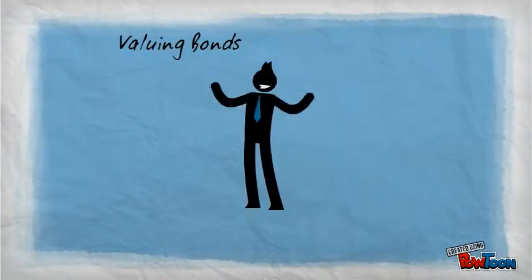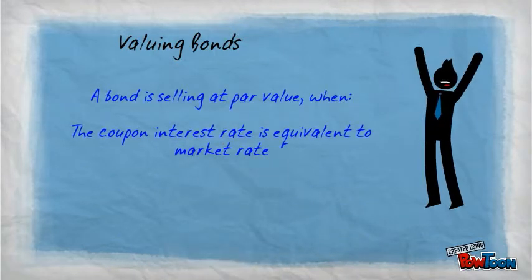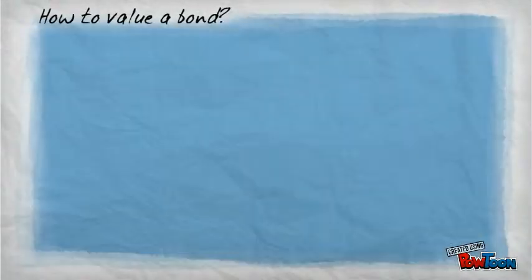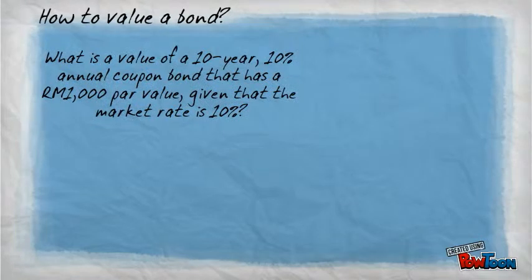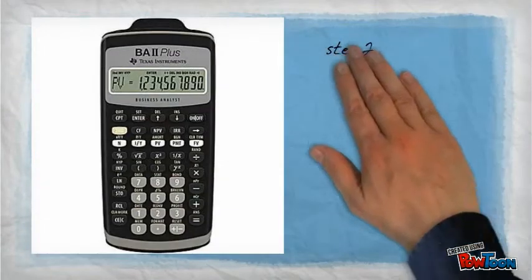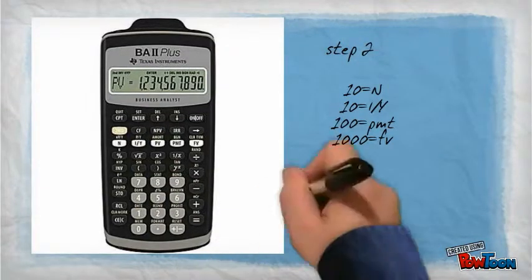Valuing bonds. A bond is selling at par value when the coupon interest rate is equivalent to the market rate. How to value a bond? The calculation is as follows. These are the steps to calculate the bond value on your calculator.